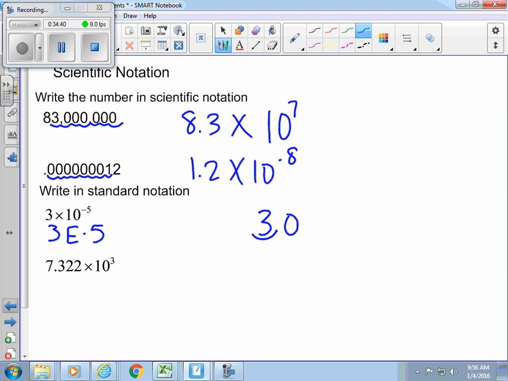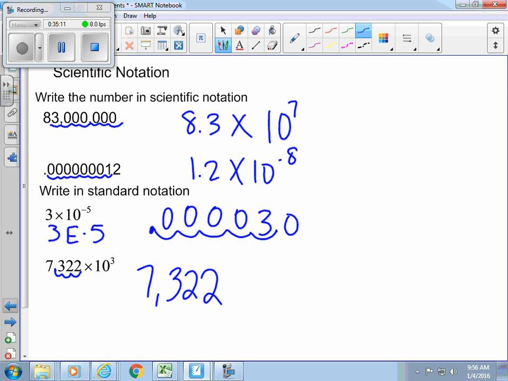1, 2, 3, 4, 5. So that's one there. Why did I move that way? Why did I move to the left? It's a negative exponent, which means I'm going to be dividing, so I need a decimal number. So I'm going to move to the left. This one, I'm going to move to the right. 1, 2, 3. So 7,320. So now you can work with your calculator if it gives you an answer in scientific notation.